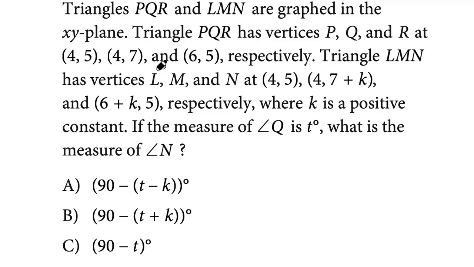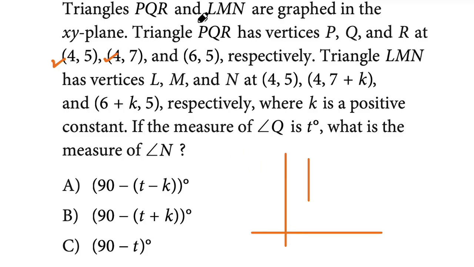This is a smart question. So if I take triangle PQR, as I can see, P and Q both have the same x coordinate, but the y coordinate is different. So if you draw them on the coordinate plane like this, they will form a line parallel to the y-axis, right?